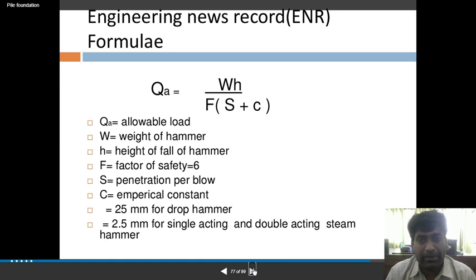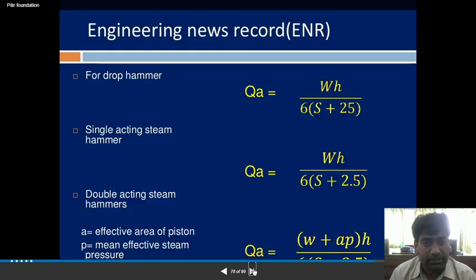QA is equal to WH upon F into S plus C. QA is equal to allowable load, and this is the Engineering News Record formula. You can solve numerical problems on these also. H is equal to height of fall of a hammer, F is equal to factor of safety, which is taken as 6, S is equal to penetration per blow, C is equal to empirical constant, equal to 25 mm for drop hammer and equal to 2.5 for single acting hammer and double acting steam hammer. So the Engineering News Record formula for drop hammer becomes QA is equal to WH upon 6 into S plus 25.